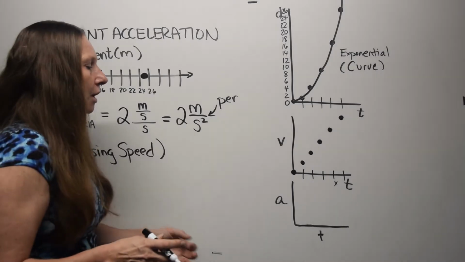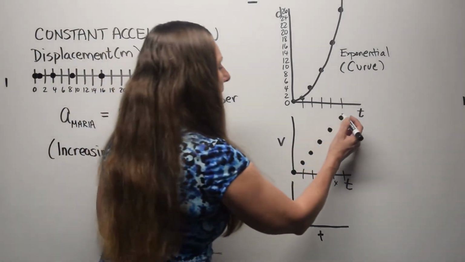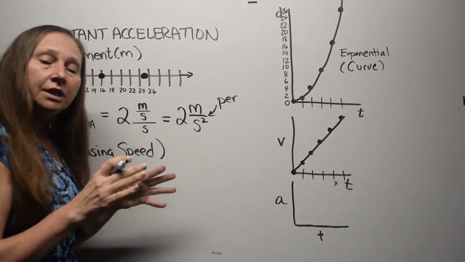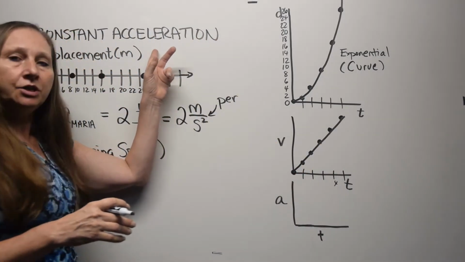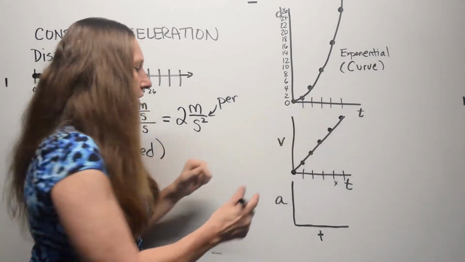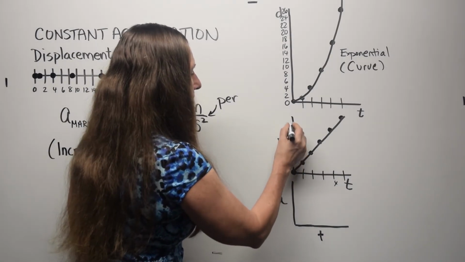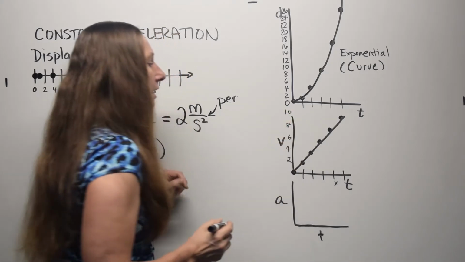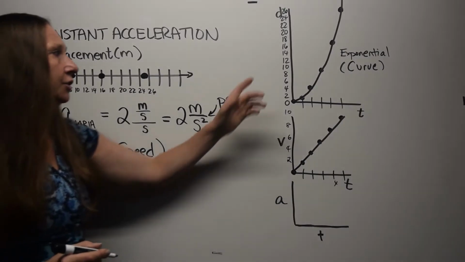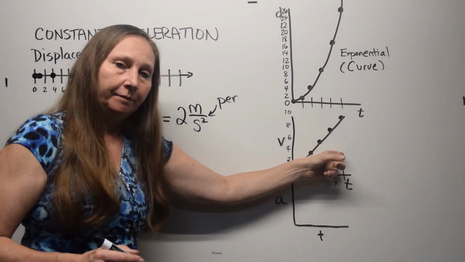So you see, on a velocity time graph, constant acceleration makes a diagonal. On a velocity time graph, constant acceleration is a diagonal. The velocity is increasing. The velocity is 2 meters per second, then 4 meters per second, then 6 meters per second, then 8 meters per second, then 10 meters per second. So this is where am I, and this is how fast am I going.